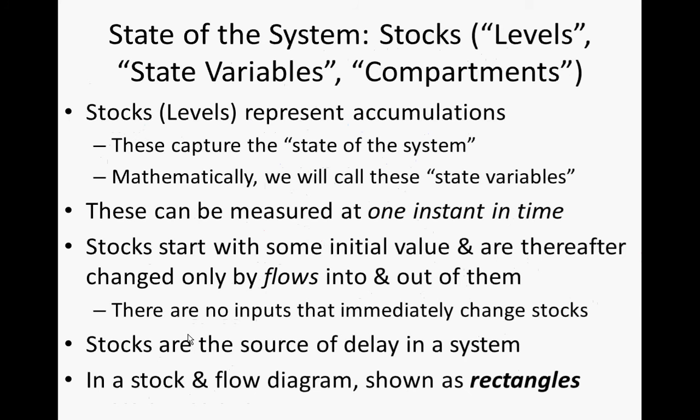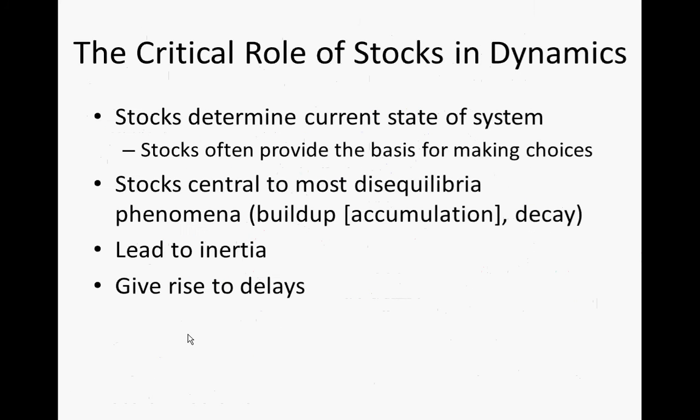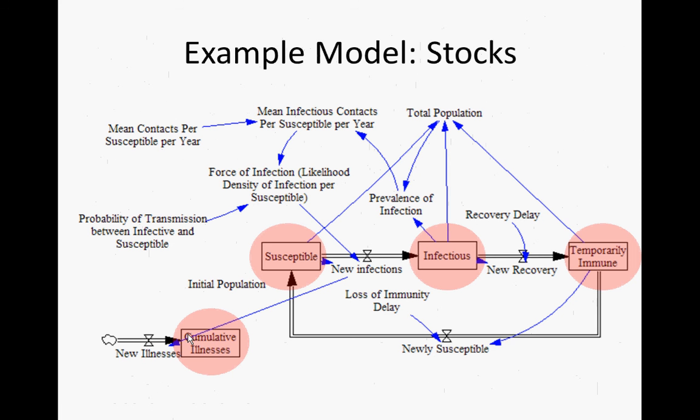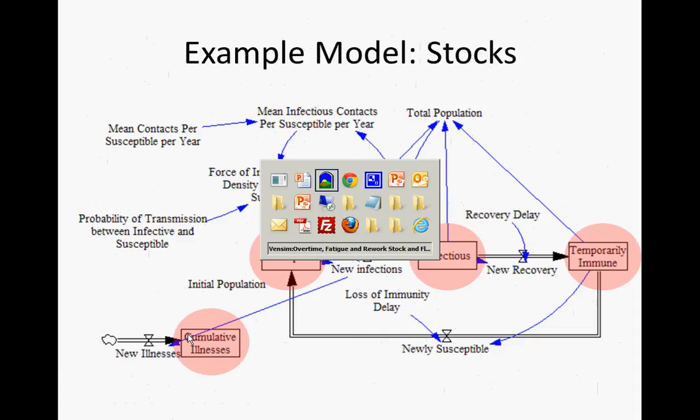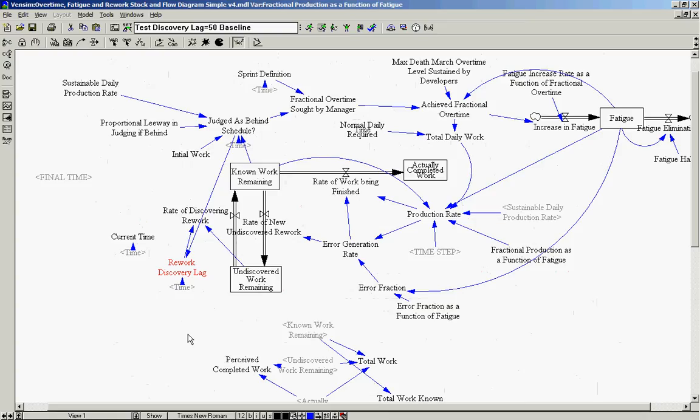So we're going to see that stocks work hand in hand together with flows. The flows are these elements that go between them, that lead an individual, in this case, to go from a susceptible state to an infectious state, or that lead an item of work to go from being known that it has to be done to being actually completed. That'll be some task that's completed.